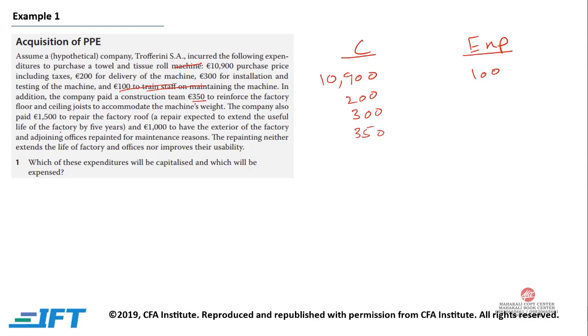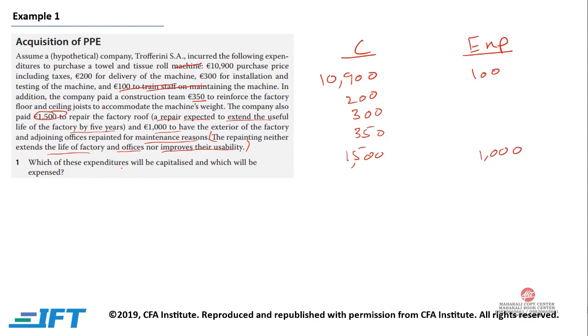The company also paid $1,500 to repair the factory roof, and this is very important. A repair expected to extend the useful life of the factory by 5 years. So this again would be capitalized. And 1,000 to have the exterior of the factory and adjoining offices repainted for maintenance reason. Now this sentence is extremely important. The repainting neither extends the life of the factory and offices nor improves their usability. So this would be expensed.